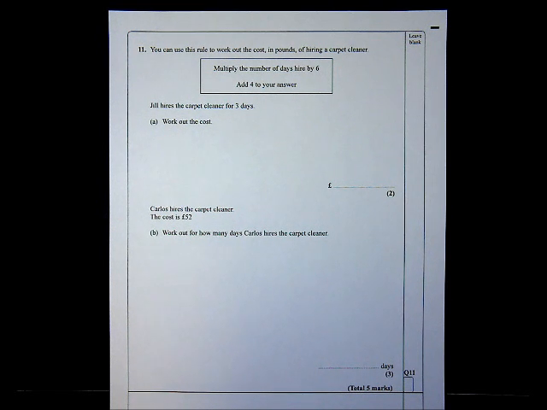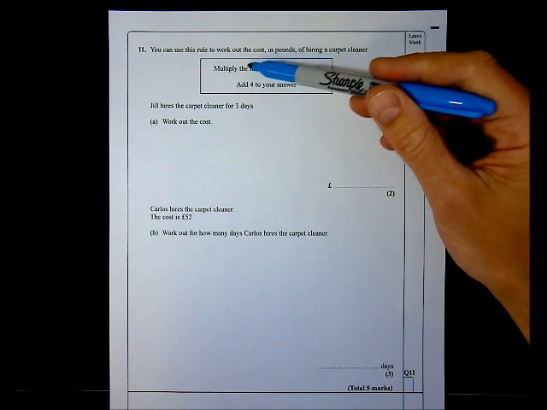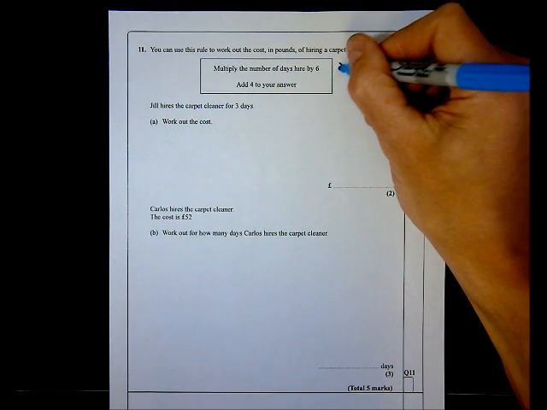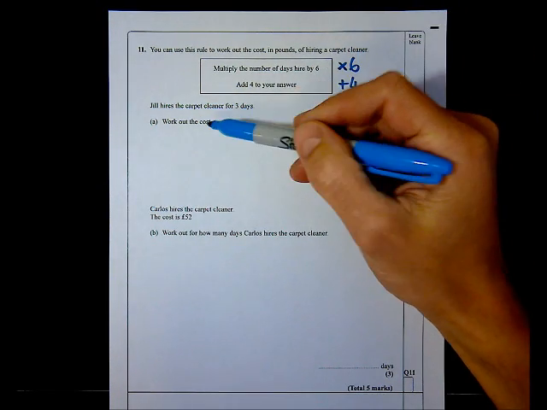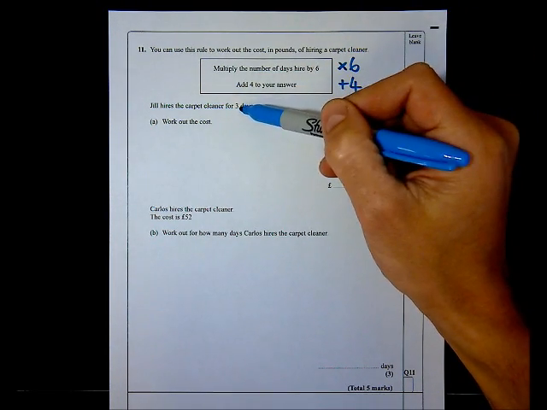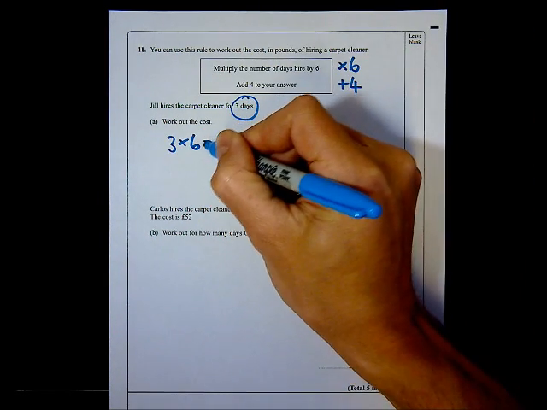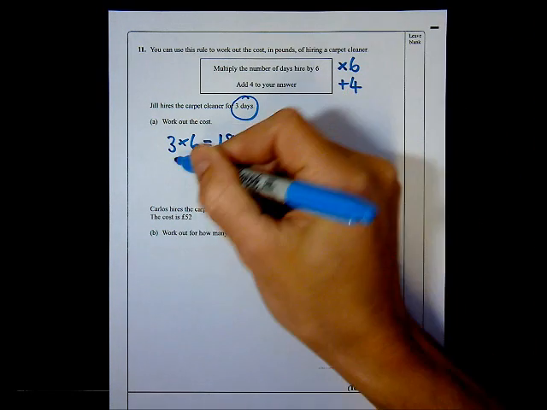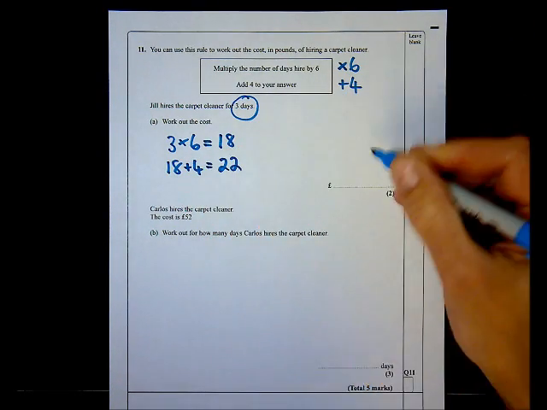On number 11, I'm given a rule to work out the cost in pounds of hiring a carpet cleaner, and that rule is to multiply the number of days hired by 6 and then to add 4. And in part A, I'm told that Jill hires the carpet cleaner for 3 days. So I need to do 3 times by 6, which would give me 18. And then I need to do 18 add 4, which would give me 22.